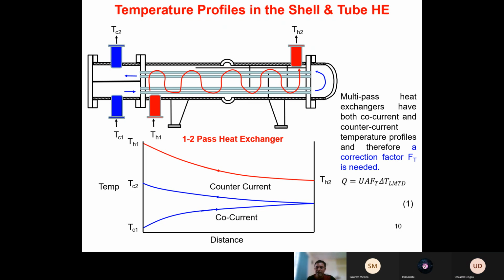Yes, sir. Are the slides visible? Yes, sir. Okay, so that is what is written here. In multi-pass heat exchangers, in which we have both co-current and counter current temperature profiles, a correction factor FT is needed. Now, how to calculate this FT? How to calculate this FT?